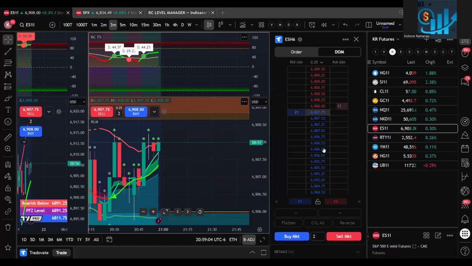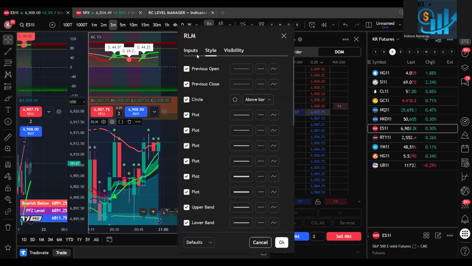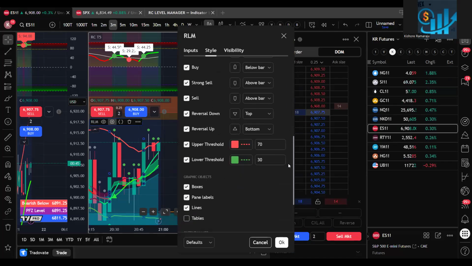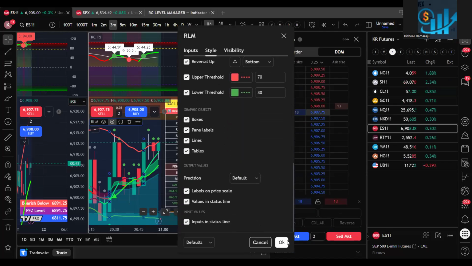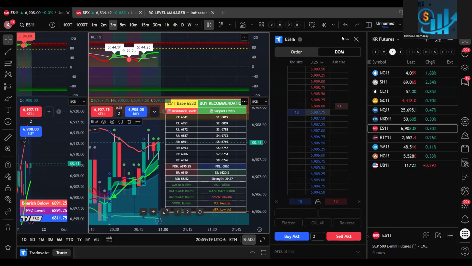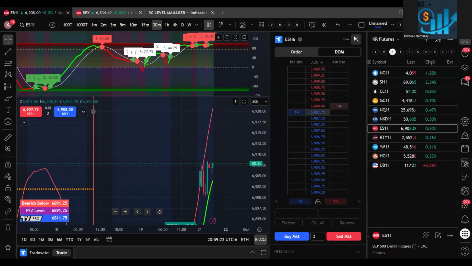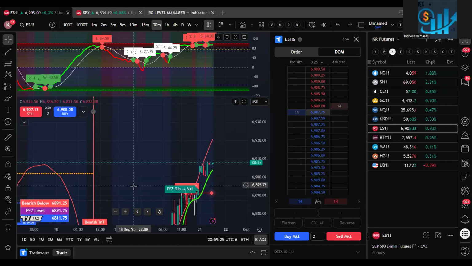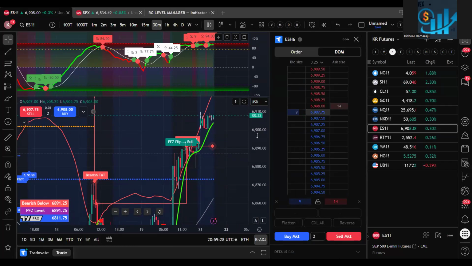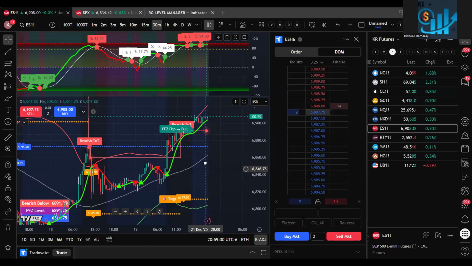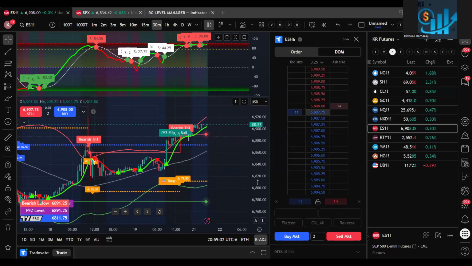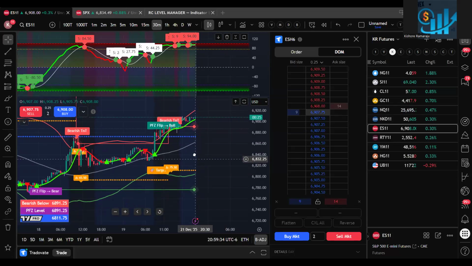So we basically booked profits on ES and GC. Let me explain one more time. Let me quickly explain both the indicators, right? These are the two most important indicators we use for stocks, options, futures.